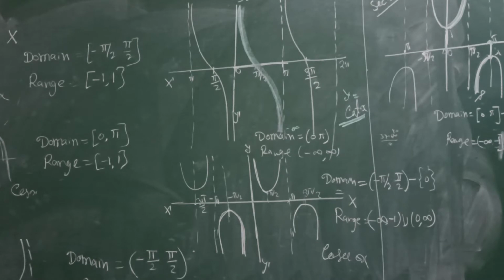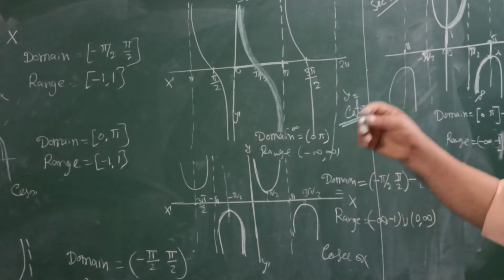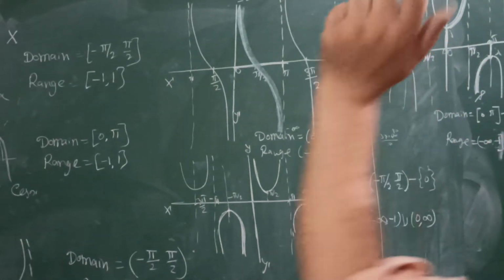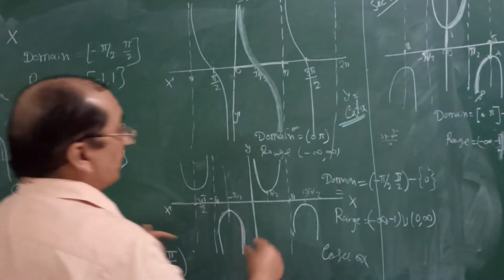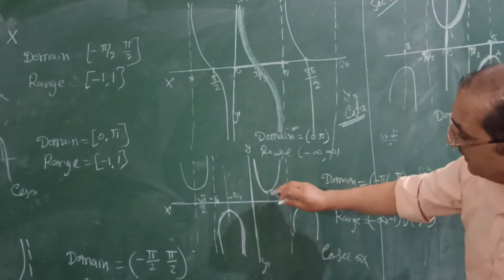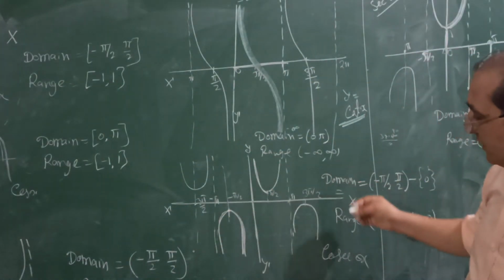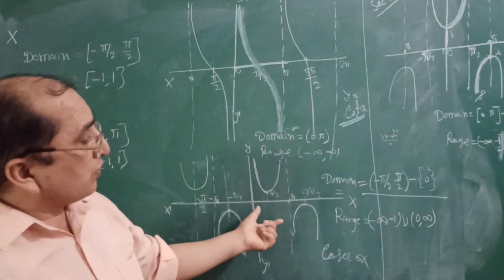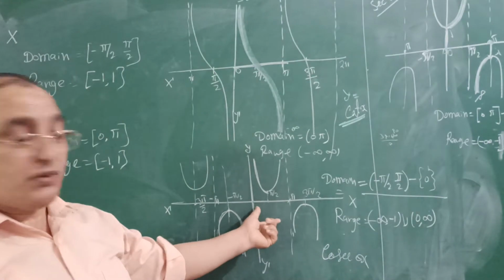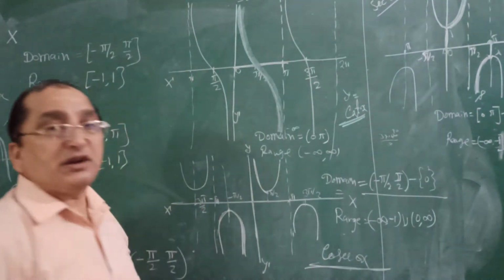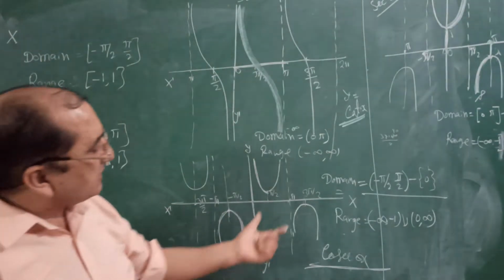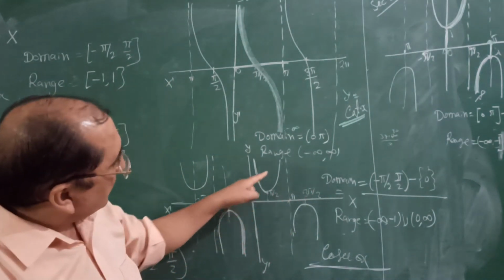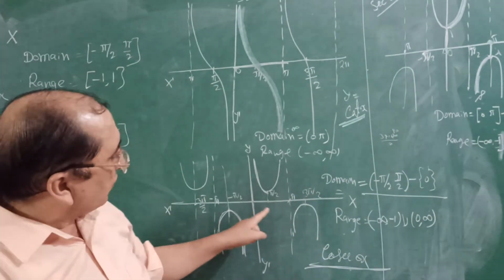And with the same pattern, cosec will come by flipping the sine graph. The sine graph is this. If you flip the sine graph, it will come this way. Now see the domain of the cosec graph. Cosec is the reciprocal of sine, which means the domain is not defined at 0 degree.